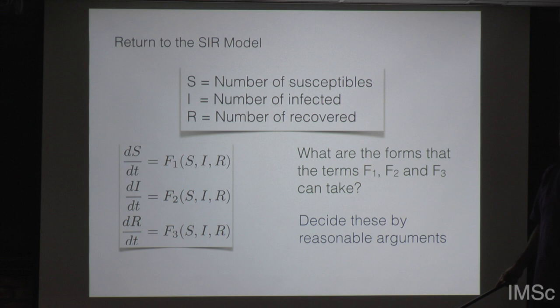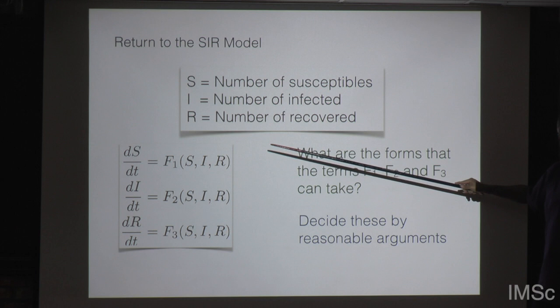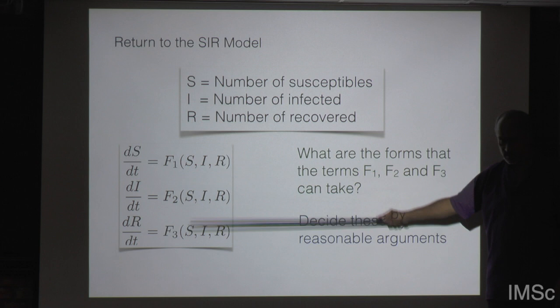But how to write down dI by dt, how does the number of infected people change as a function of time? That's an interesting question. And there's some other function here. So constructing F1, F2, and F3 is going to be the job of describing the SIR model in equations.